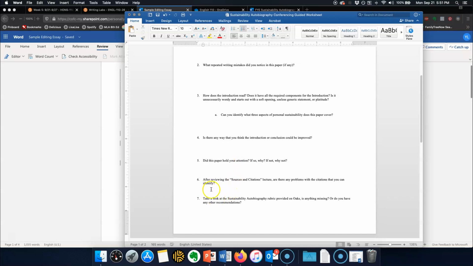And then for numbers 6 and 7, I want you to review the sources and citations lecture, and then answer if there were any problems with the citations that you can identify. Then I want you to finally sum up if there was anything else that you would recommend. All right? So that's what you have to do. Those are the three things you have to do for a peer review.